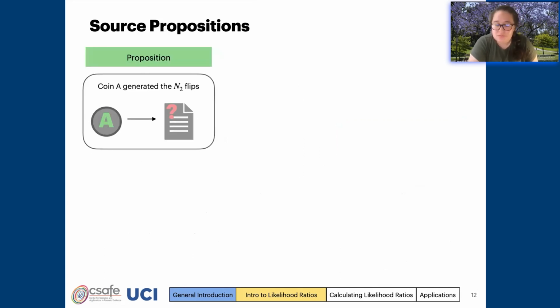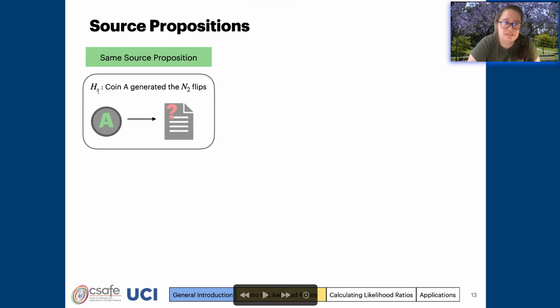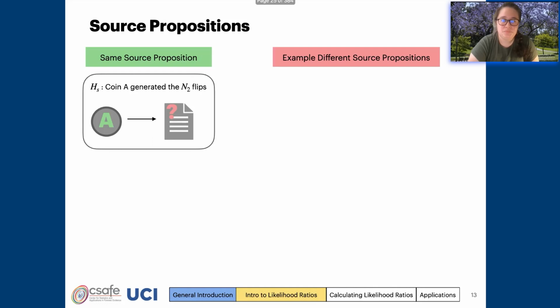And so to start with our framework, let's have a proposition. The proposition here is that coin A was the coin that generated these unknown source flips. And in forensics, this kind of proposition is often called the same source proposition. We'll denote it by HS here, where S stands for same source, and H is used for the word hypothesis, which is sometimes used interchangeably with proposition.